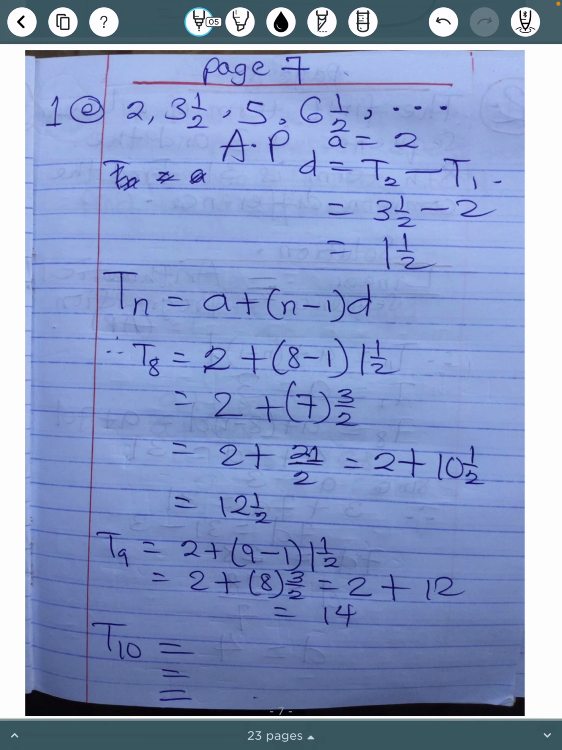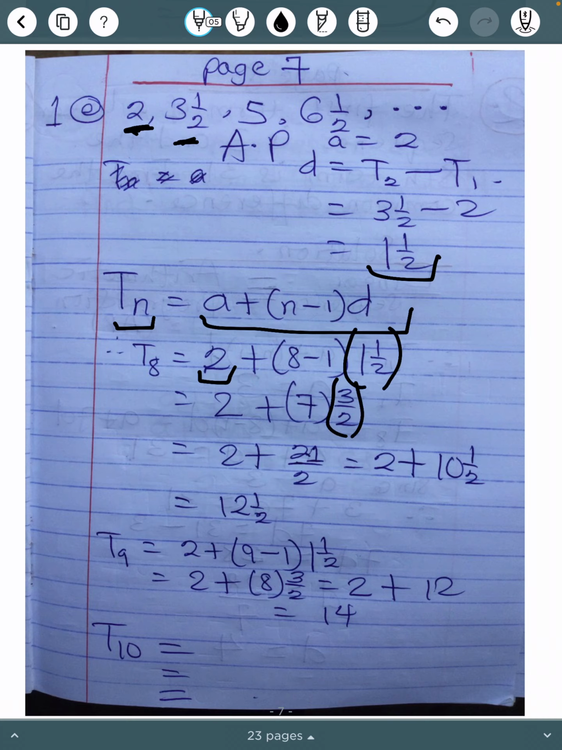Now, question E. Let's look at question E. The first term is 2, next term is 3.5. So that means my common difference is 1.5 if you do this. So that means my nth term, as usual, is a plus n minus 1 d. That gives me 2 plus 8 minus 1 times d, which is 1.5.